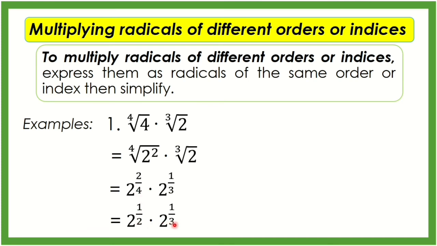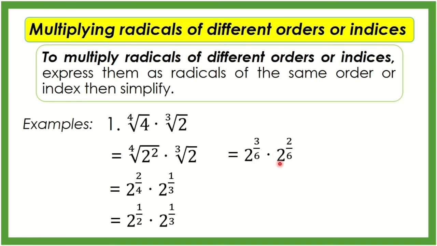And then, gawin natin similar fractions yung exponent. Kunin natin yung least common multiple ng denominators, 2 and 3. Ang kanilang LCM is 6. Yung 6, i-divide natin sa 2, that is 3. Then, multiply sa 1, that is also 3. Next, 6 divided by 3, that is 2 times 1 equals 2.